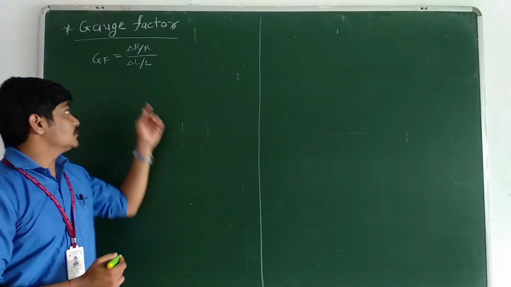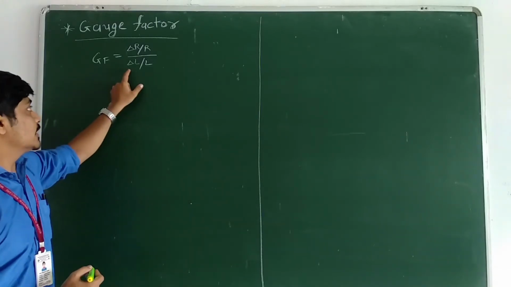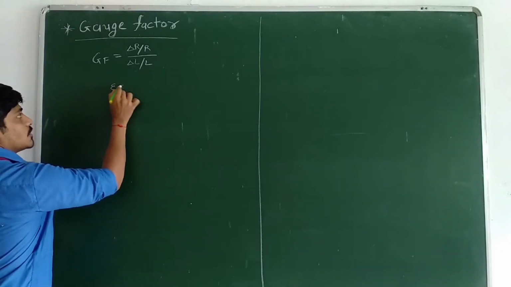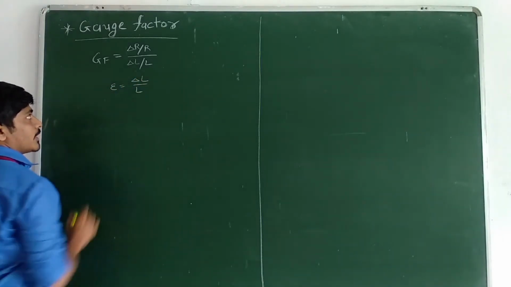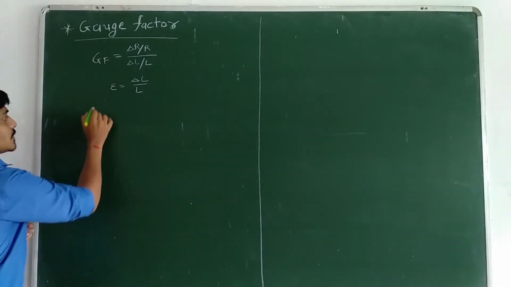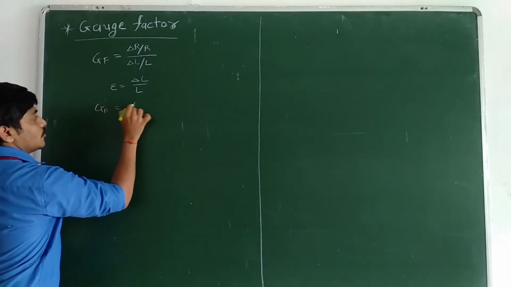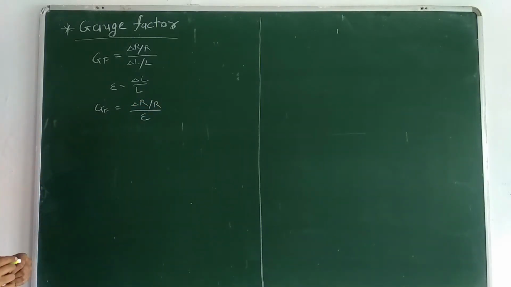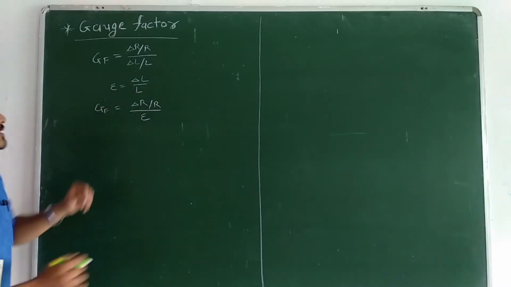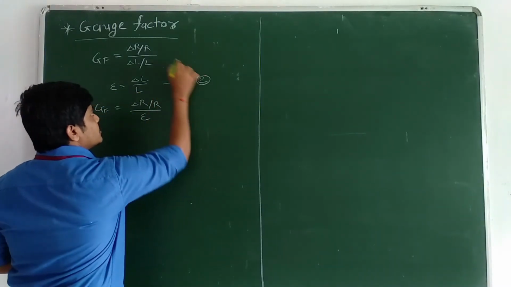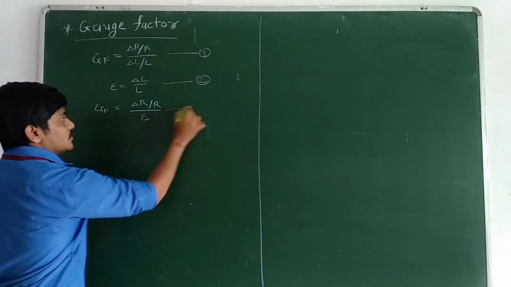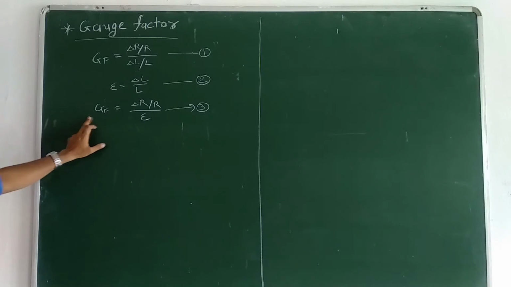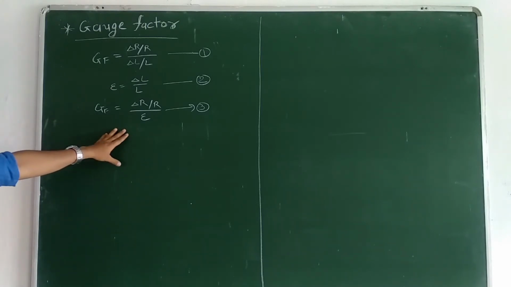So now we are going to derive this equation. Before that, we know that delta L by L is our strain. So we define strain epsilon is equal to delta L by L. Putting this value into the GF equation, GF is equal to delta R by R divided by strain, right? Now we can give this equation number 2 and the earlier one equation number 1. This is equation number 3. So GF is equal to delta R by R divided by epsilon.